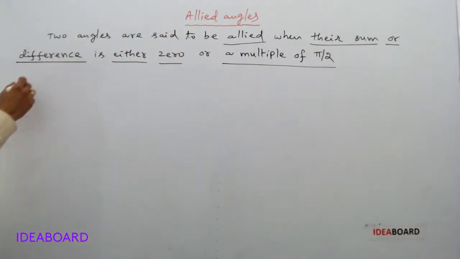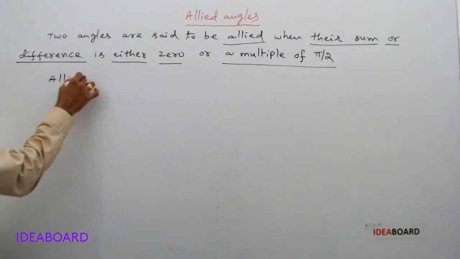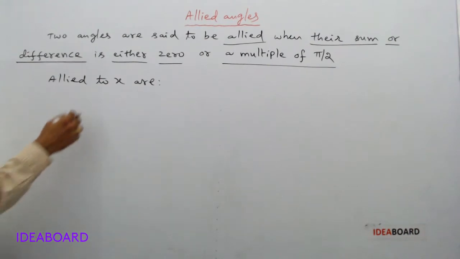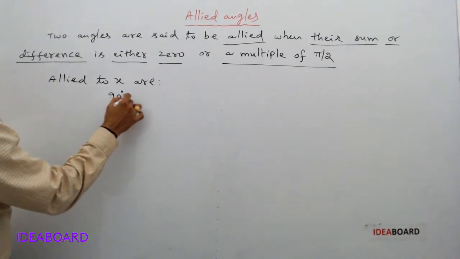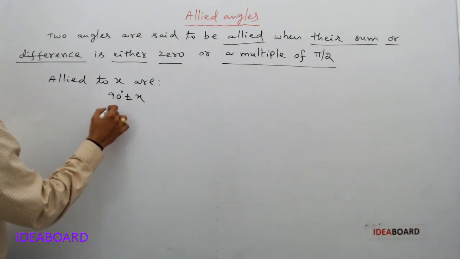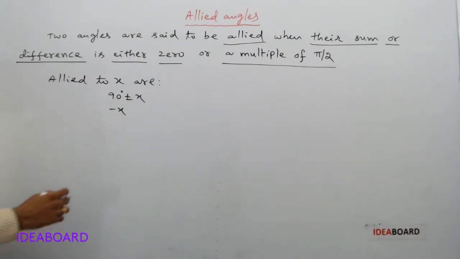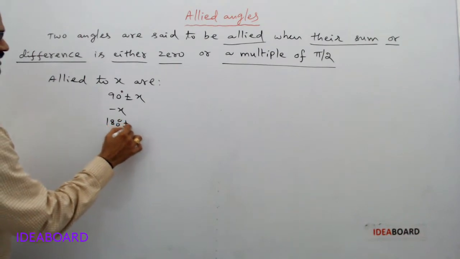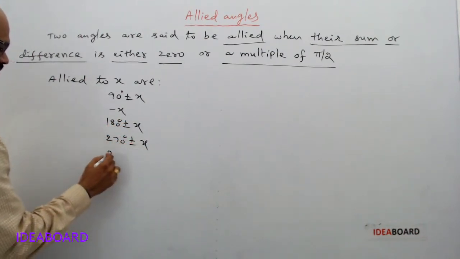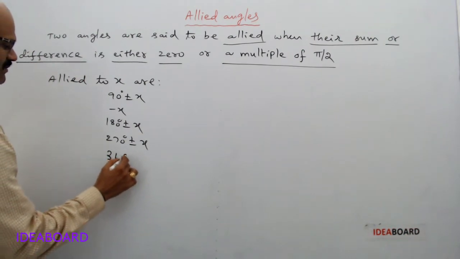The angles which are allied to x are 90 plus or minus x, 180 plus or minus x, 270 plus or minus x, 360 plus or minus x.